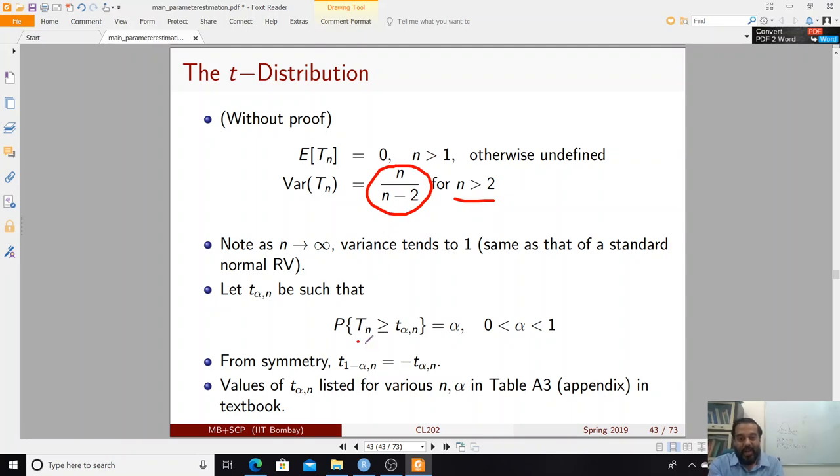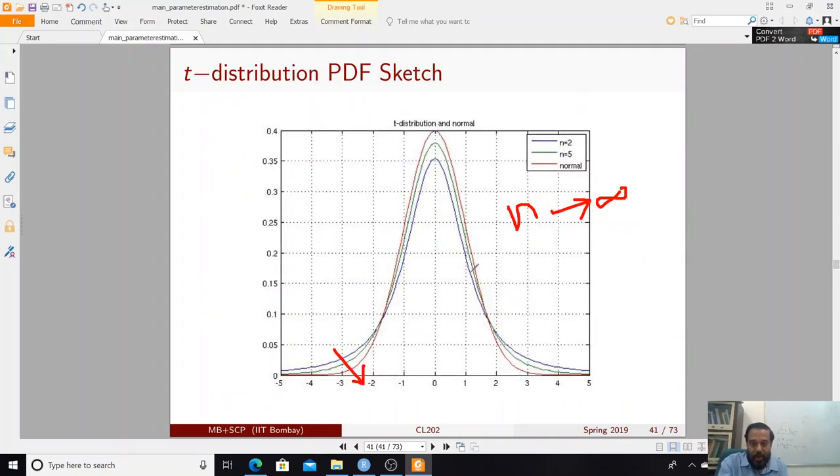Like we discussed before, we have a quantile point that we will refer to. Here the quantile point is t of alpha comma n, and that says that the probability on the right side of t of alpha comma n is equal to alpha. So if I go back over here, on this blue curve this value is going to be t of alpha comma 2, because this is based on degrees of freedom 2. So this tells me that if I were to trace out that blue line, this area is alpha, and the area in the remaining part is 1 minus alpha.